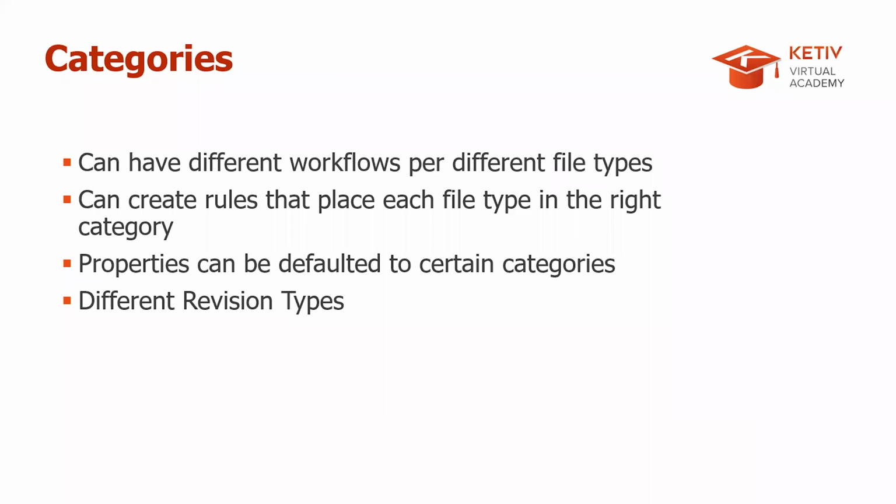If you want to have a workflow for your sheet metal parts, thickness is one of the important properties you need for sheet metal. That might not be the same when you're doing a CNC part, where thickness doesn't really matter. You can set thickness to be defaulted only for your sheet metal category. And you can also keep different revision types based on your category as well. So let's jump into Vault and see how that looks.